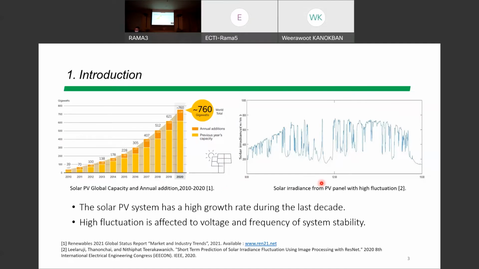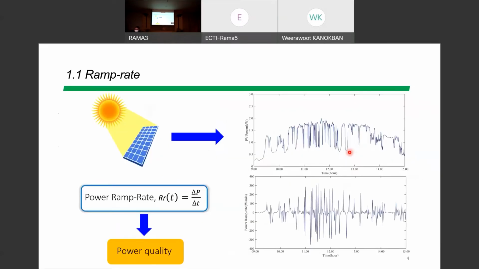On the right-hand side, this graph shows the relation between solar irradiance and time. As you can see, high fluctuation occurs in the day. From this high fluctuation of PV power, there is also a high power ramp rate as shown in this figure. This power ramp rate can be calculated from delta P over delta T. And we want to control the high power ramp rate under the limit we explain in the next slide.